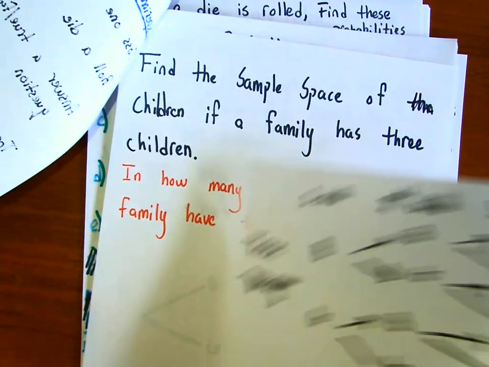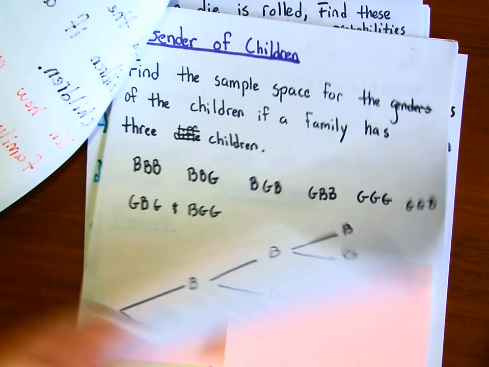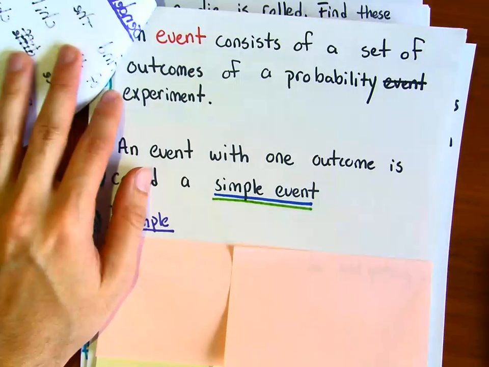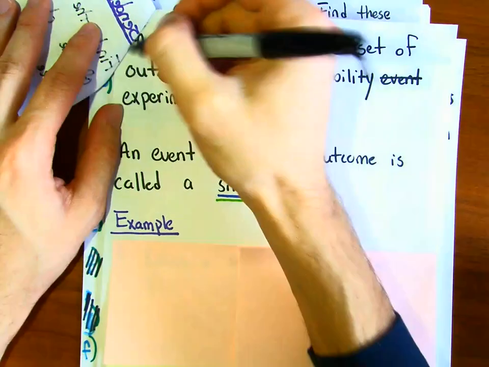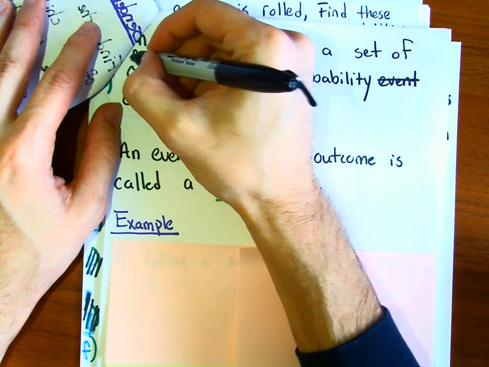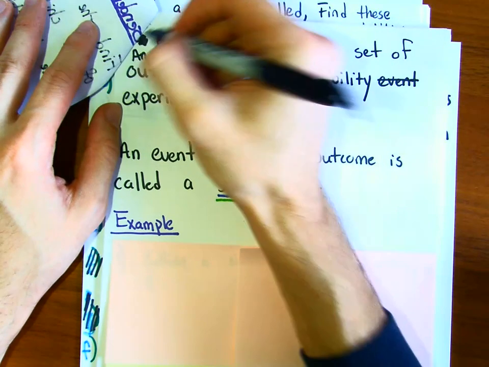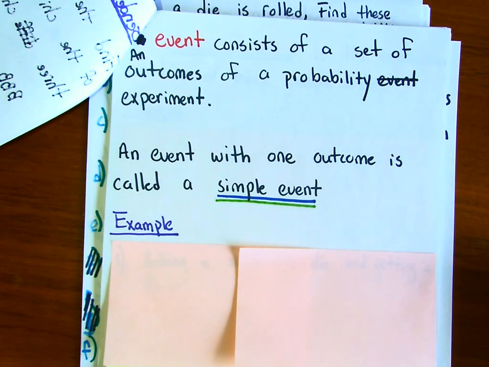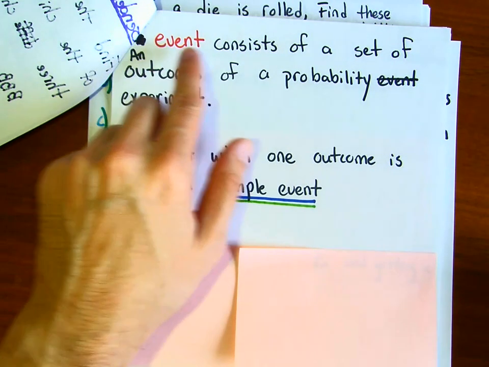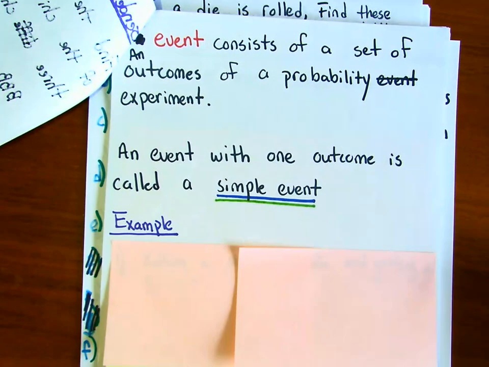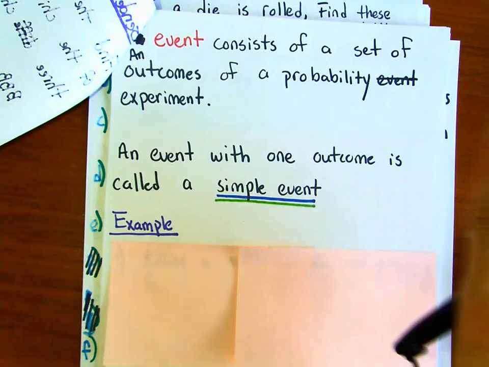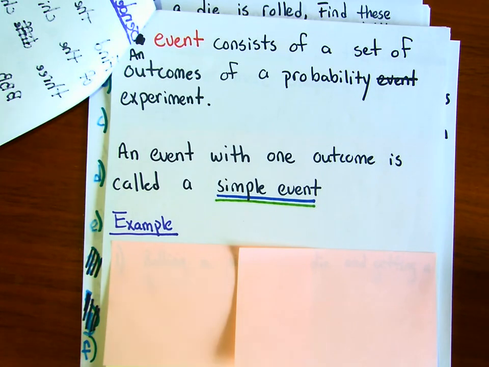All right, let's go to the next part of the lesson. Here, by this definition, what I want you to do is take a second and copy this down. This is an event, right? So take a second and copy this down. It's saying an event consists of a set of outcomes of a probability experiment. An event with one outcome is called a simple event. So what does this idea of a simple event mean?